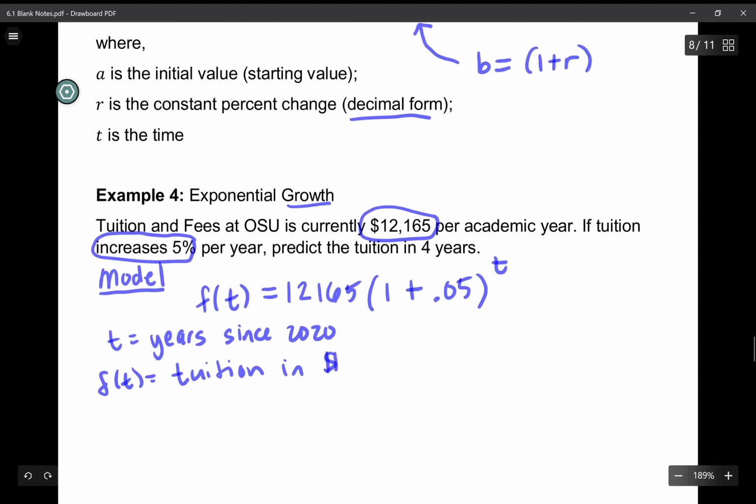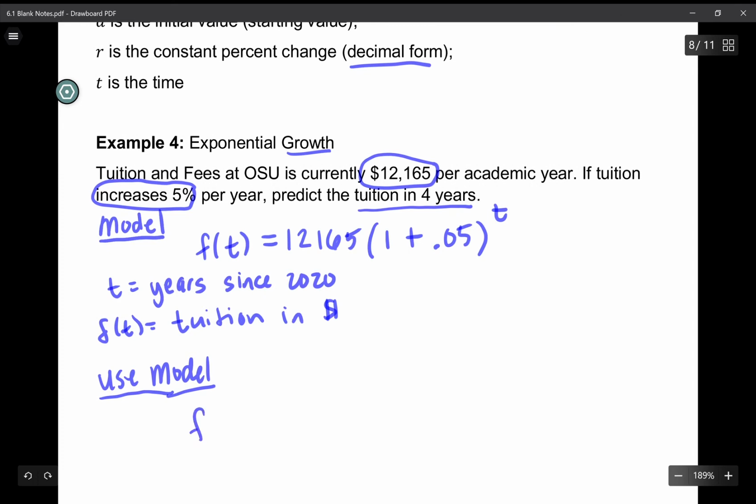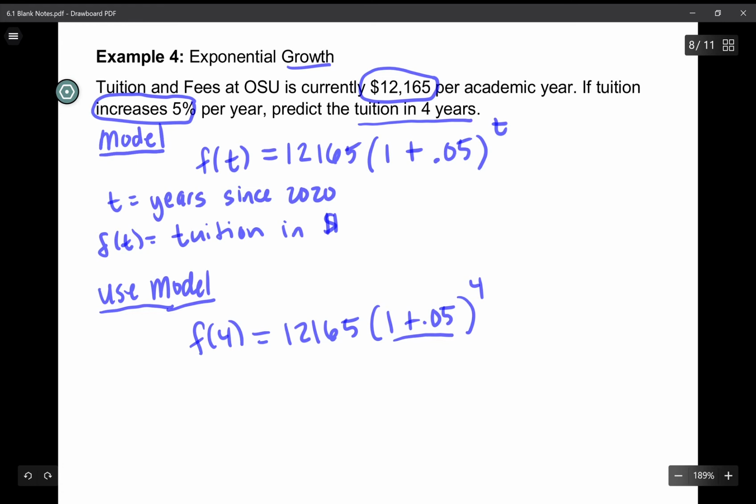All right, now let's use our model to answer the question. The question is, predict the tuition in 4 years. So that's going to be f of 4. f of 4 equals 12,165 times 1 plus 0.05 to the 4th power. And yes, you can add these together. You don't see the growth rate separately, but the first step would be to add those together.